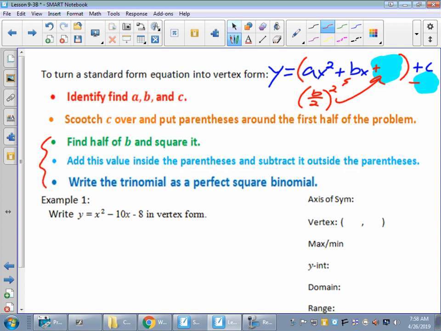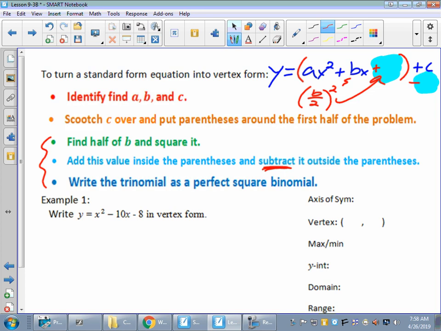Find half of B and square it. So you're just going to divide your B value by 2, and then you're going to square that value. Then you're taking that, you're adding it to the inside, but you're subtracting it from the outside of the parenthesis. That's important to know, because if you add something, you have to make it equal, subtract it on the other side. Okay? You'll see, like I said, you'll see when we do some problems with real numbers.